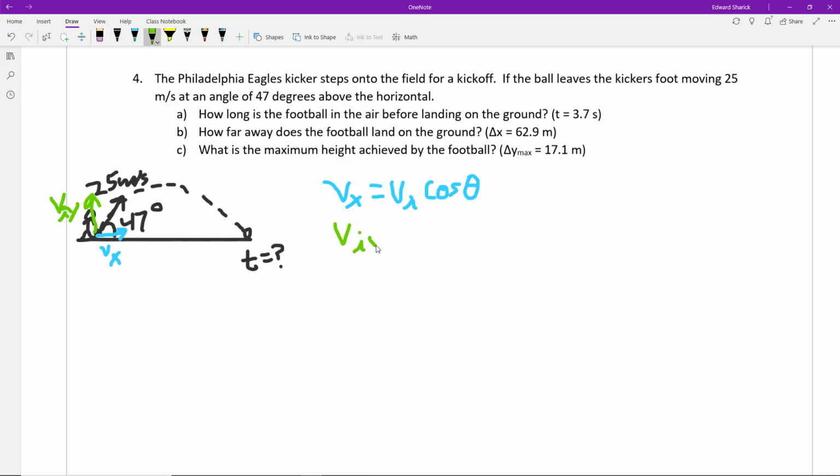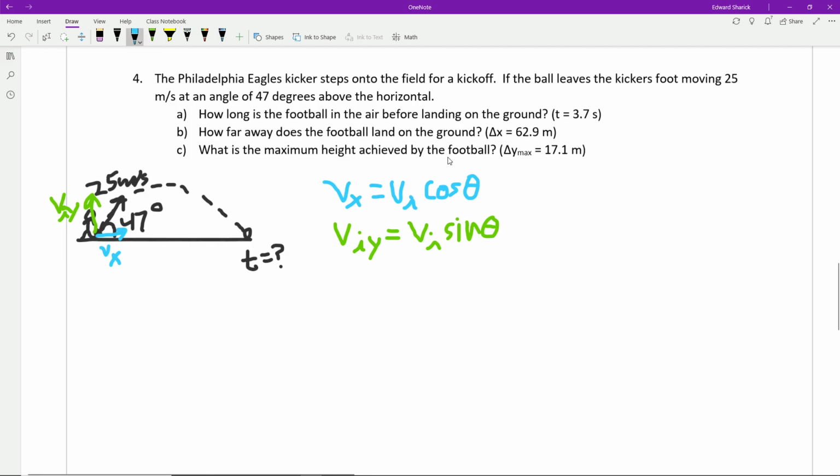The reason I don't put vix, again, I talked about this in class, is because we're assuming acceleration in the x direction is 0. And so there is no such thing as an initial x velocity and a final x velocity. The x velocity is constant. So it doesn't make sense to denote it as vix and vfx when we can just say vx. But the y value does change, so we do need to denote that as viy or v final y. And this is going to be vi sine theta, just like that.